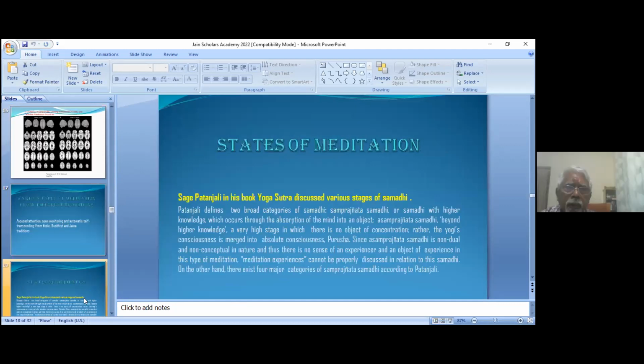Now we'll go directly to states of meditation and traditional knowledge. This is taken from the Samadhipada of Patanjali's Yogasutra. Patanjali defines two broad categories of samadhi: one is samprajnata samadhi, another is asamprajnata samadhi. Samprajnata means focusing on a particular object, and asamprajnata is the higher state where you are not focusing on any kind of object.